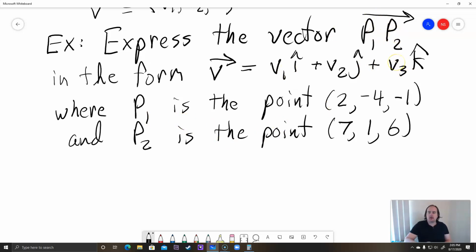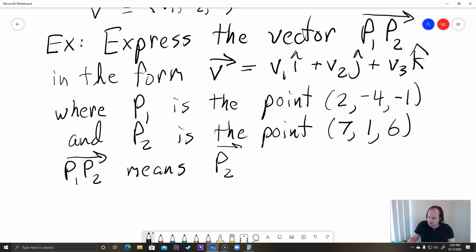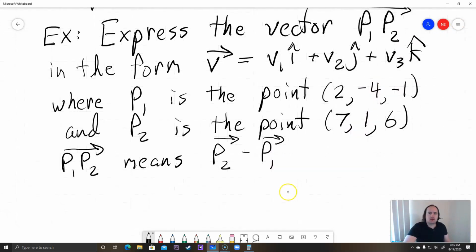So remember that P1P2 means P2 minus P1. So P1P2 means vector P2 minus vector P1. In other words, we're just going to be subtracting the first point from the second point, and that will give us our component vector or our position vector. Okay, so what's that going to be?